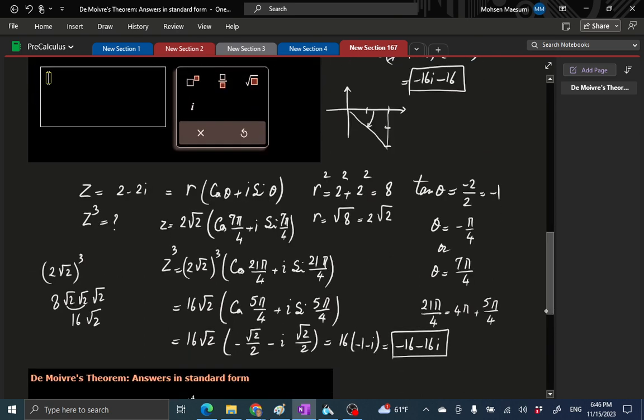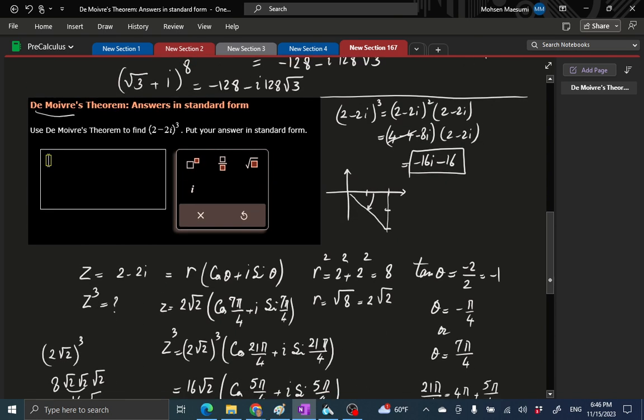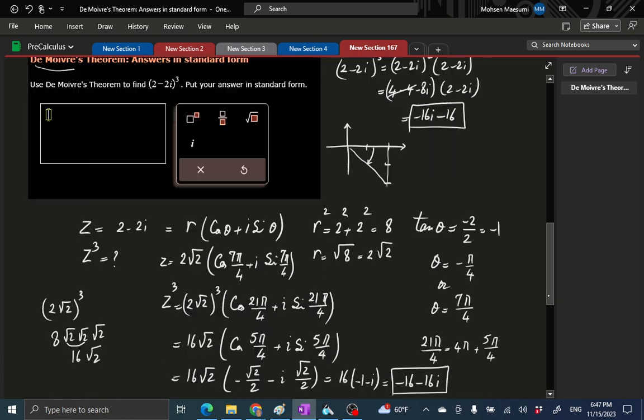You might be wondering, well, why didn't we do that from the beginning? If the power is small, yes. If the power was large, this amount of algebra could go on forever and would not be all that easy to carry out. So that's why we use this theorem.